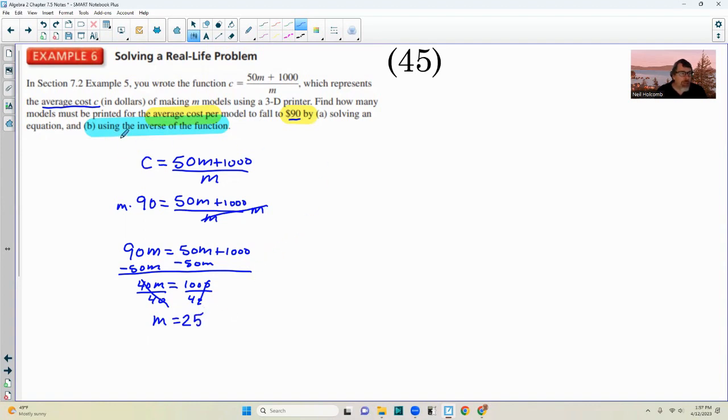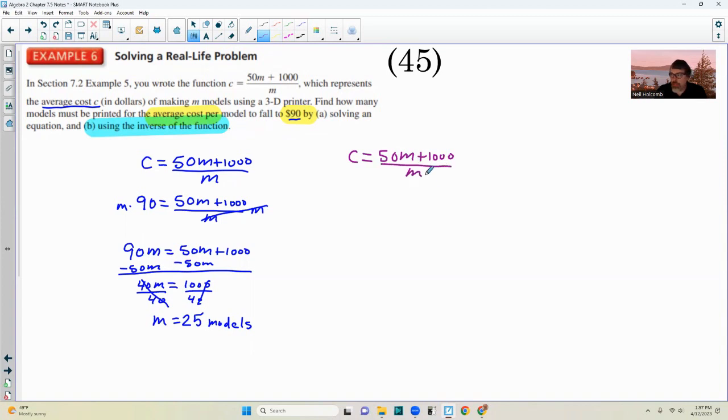Okay, how many models must be printed? m equals 25 models. 25 models must be printed to bring the average price of a 3D print down to $90. The other way to do it is part B, using the inverse function. So C equals 50m plus 1,000 divided by m.